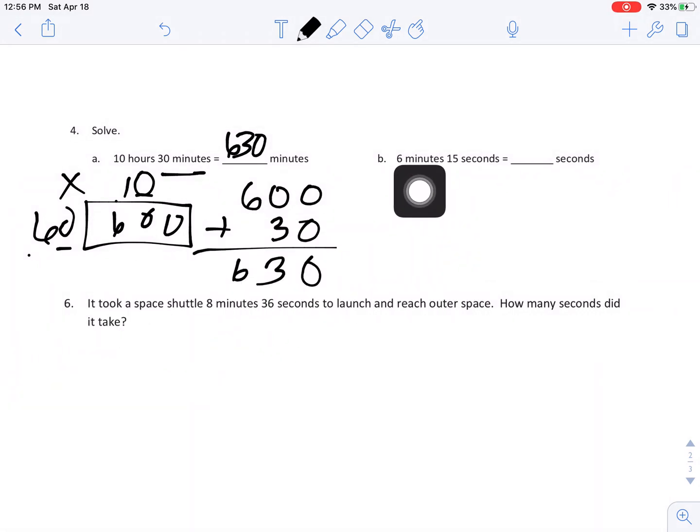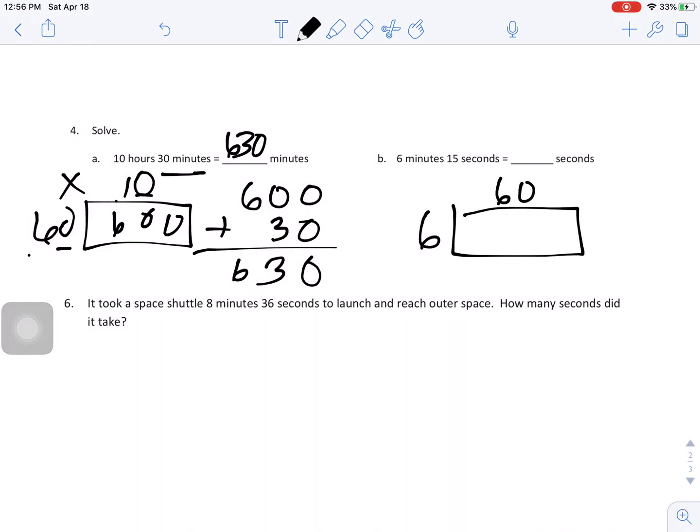So looking here, I have 6 minutes and 15 seconds, so I'm changing minutes and seconds to seconds. These 15 seconds are already seconds, so I don't have to change them. What I do have to change are my minutes. I already learned that for each minute, there are 60 seconds, so I'm going to multiply. I see 1 0, so I'm going to put it here. Because they're tens, they're going to have no ones. And then I go 6 times 6, and I know that 6 times 6 is 36. So I have 360 seconds, but I'm not done.